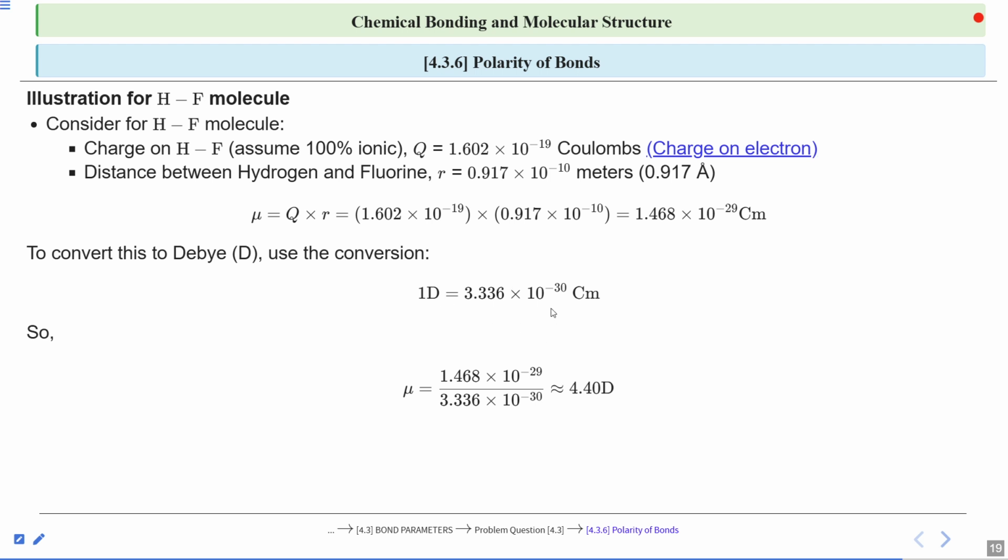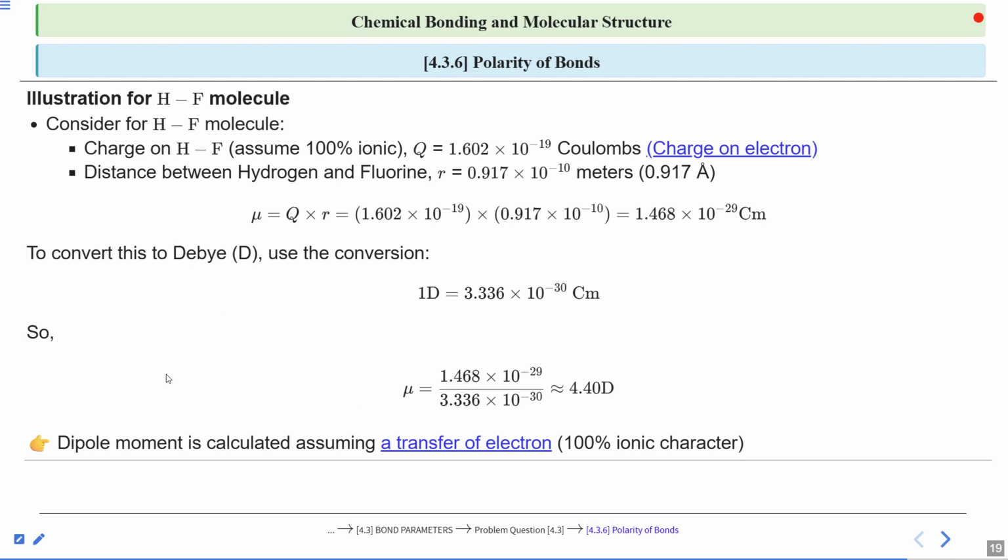Okay, so I am leaving this calculation on to you. It's very simple. If 1 debye is equal to 3.336 into 10 to the power minus 30 coulomb meter, then 1 coulomb meter is equal to 1 by 3.336 into 10 to the power minus 30. Therefore, for 1.468 into 10 to the power minus 29, you will simply divide by this. Okay, and hence you will get your dipole moment as 4.40 debye.